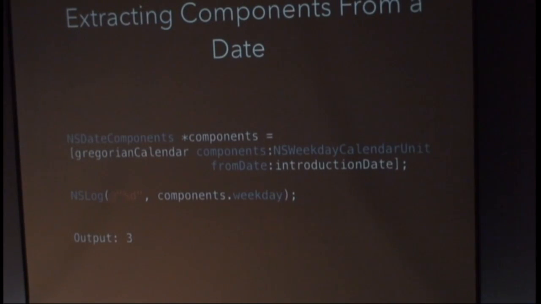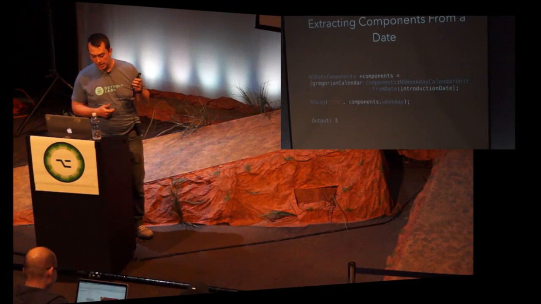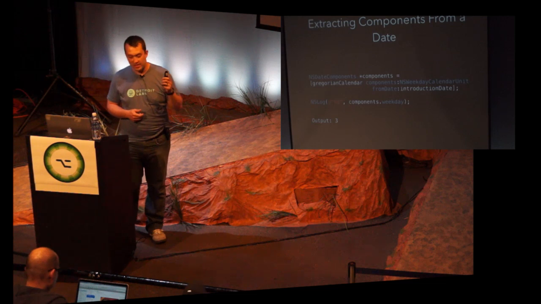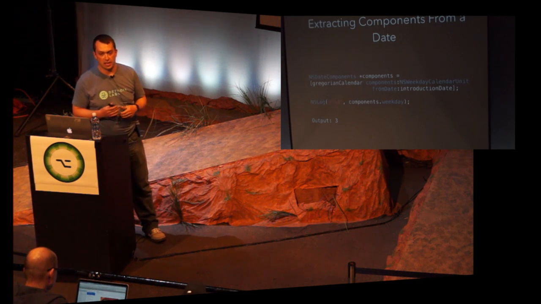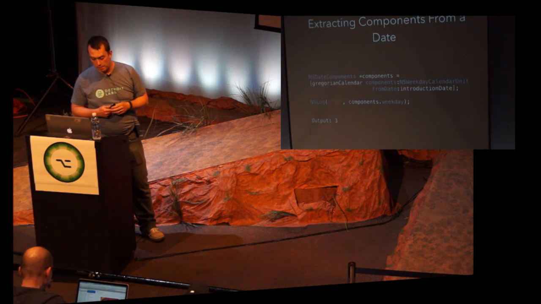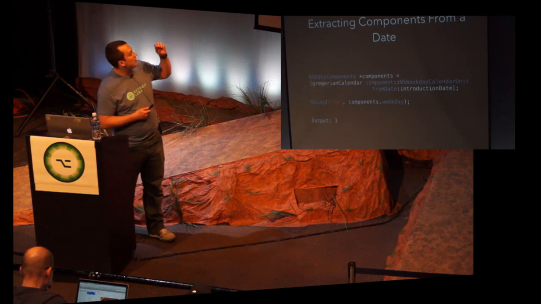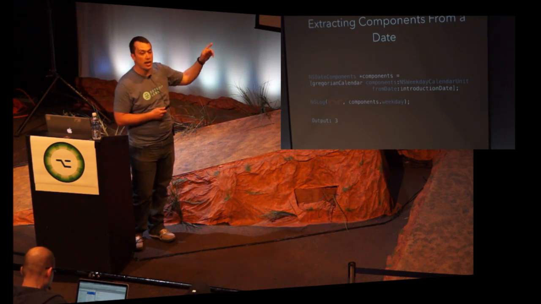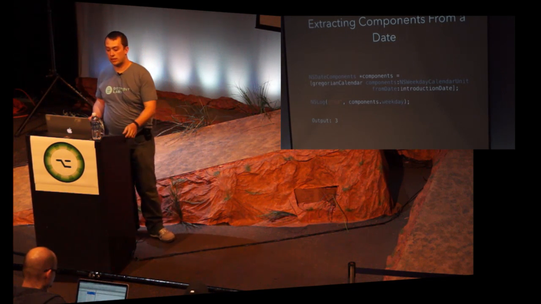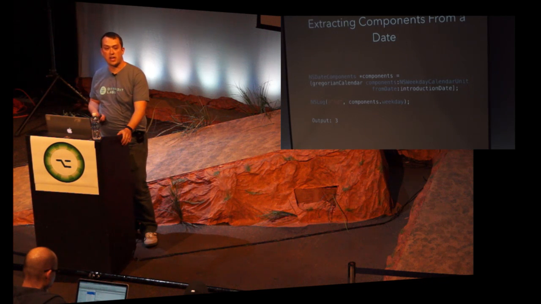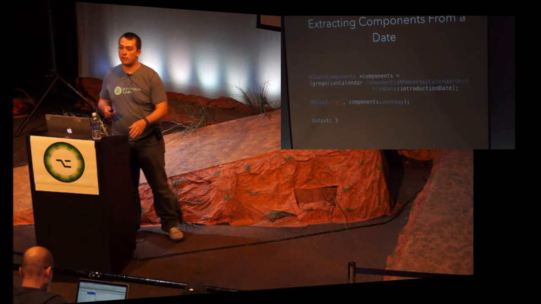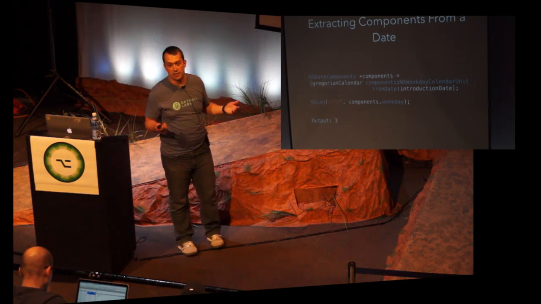Now we can go the other way. When you have a date, in this case we're going to use the introduction date of the iPhone, that first one, you can ask the calendar for the components that you care about from that date. So in this case, we want to know what the weekday was. And we get back 3, which is Tuesday, where 1 is Sunday.